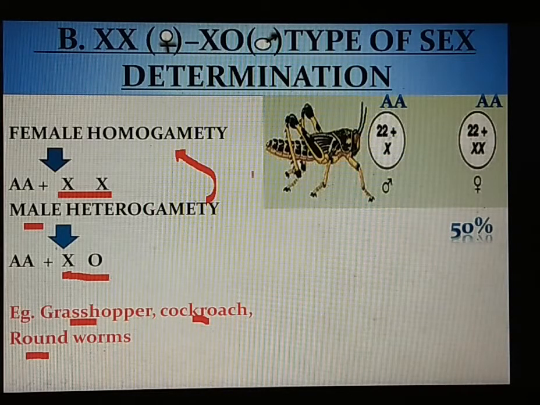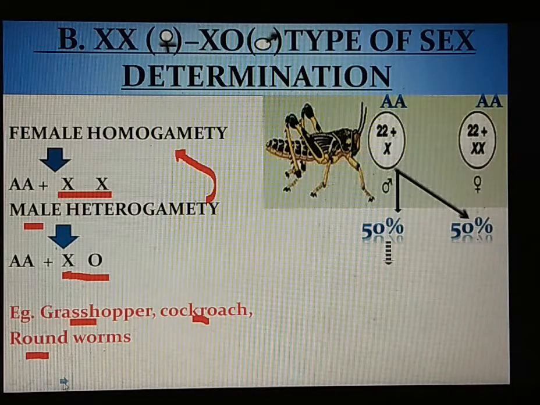So we'll take an example of the grasshopper. The total number of autosomes is 22 in both males and females, whereas in males there is only one X sex chromosome, and in females there are two X chromosomes. Here 50% of the gametes released by males will have the autosomes along with one X chromosome, whereas the other 50% will lack the sex chromosome. There will be only autosomes present in this gamete.